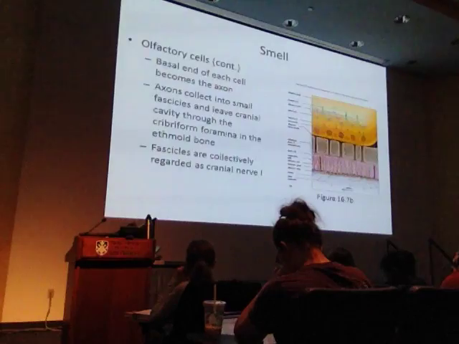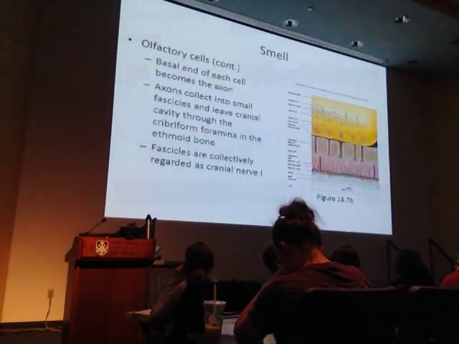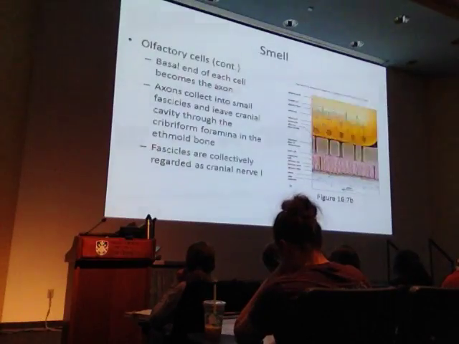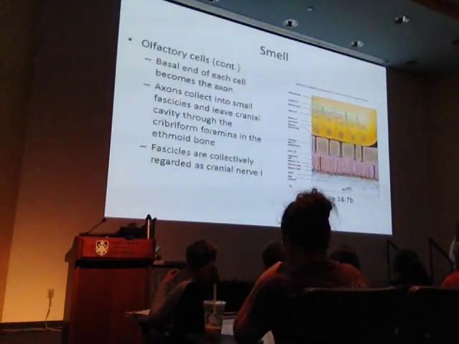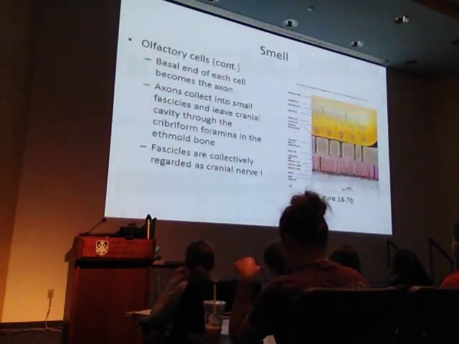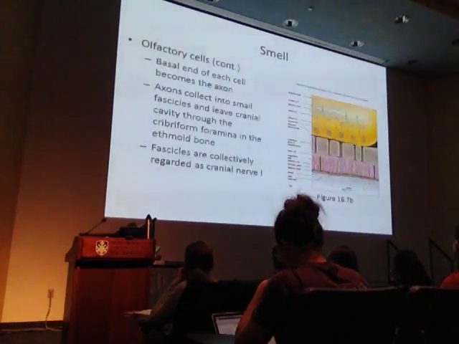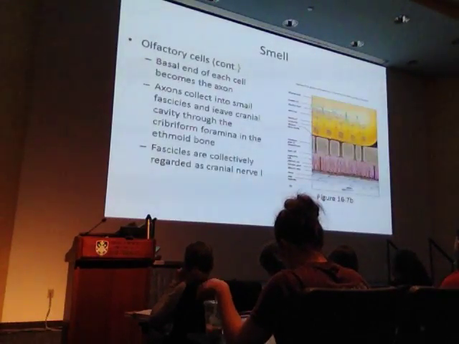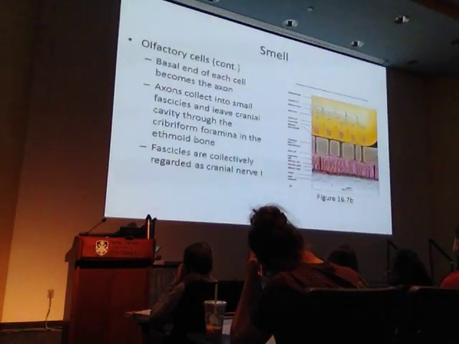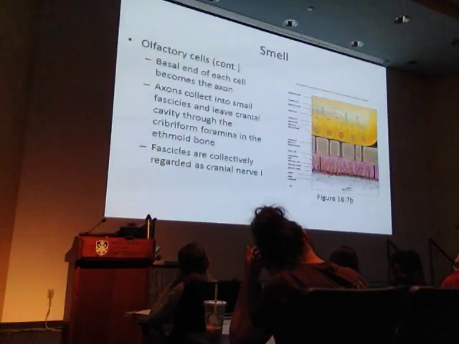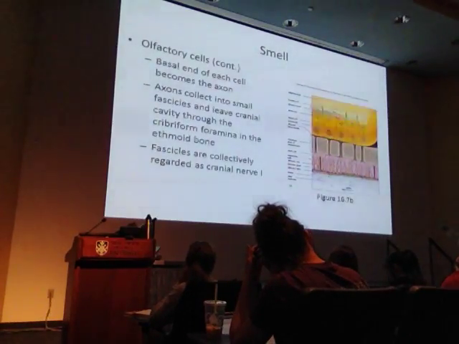Now, the basal end of each cell becomes an axon. So if you go from the cell here, this is the axon that runs right through the cribriform plate of the ethmoid bone. The ethmoid bone is one of the bones of the skull that you learned about this semester. And on the back end of that, you actually start to see how it terminates ultimately in this giant yellow structure, the olfactory bulb. And as it terminates onto the olfactory tract, that then goes back into the brain.